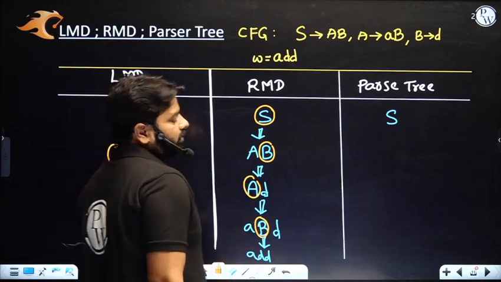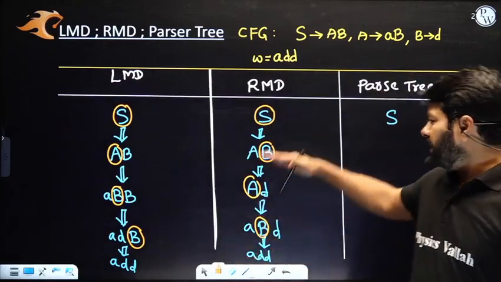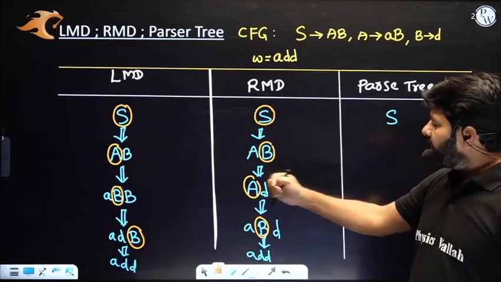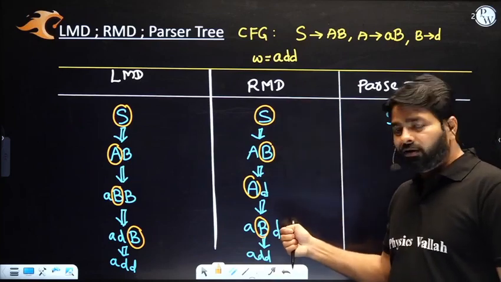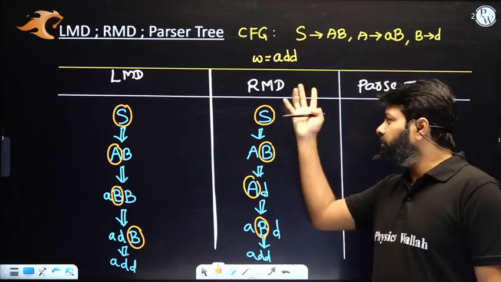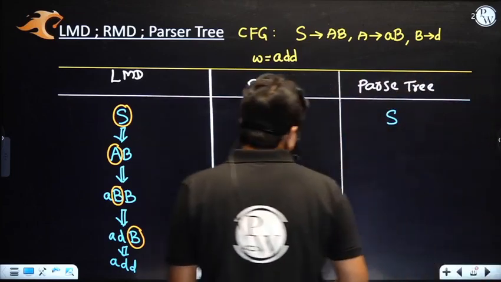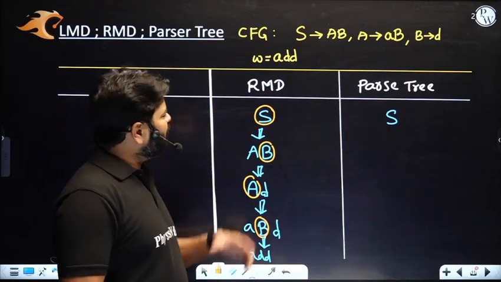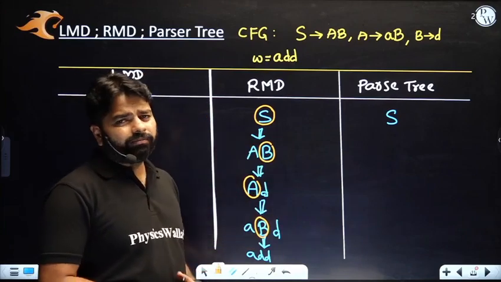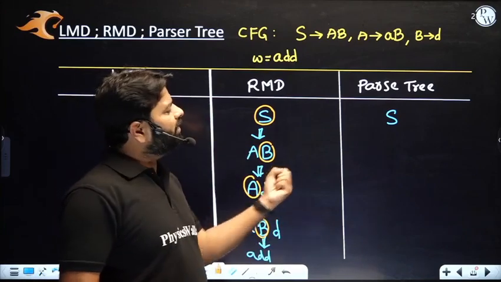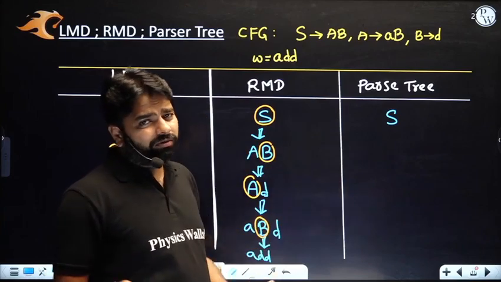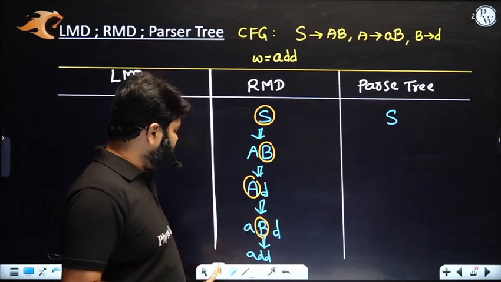Fine. In each sentential form or in each step, the rightmost non-terminal is substituted first, and that is called rightmost derivation. And finally the parse tree. While you are constructing the parse tree, either look at LMD or RMD, because both will give you the same parse tree if you really have only one way to derive.